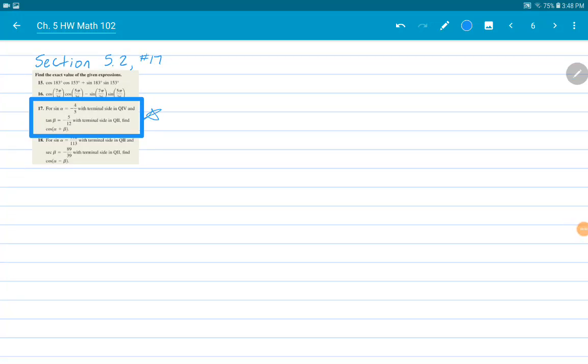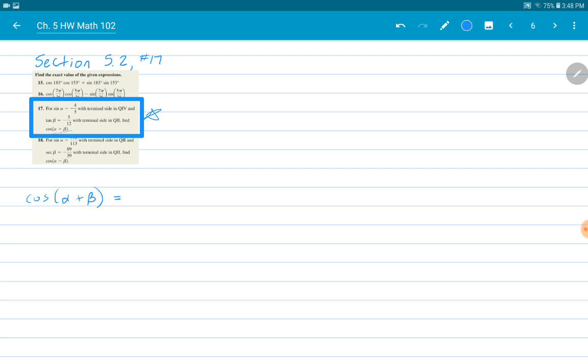Looking at number 17, we need to find the cosine of alpha plus beta. We don't have alpha and beta in the actual angle measure. We just have some hints about that. So let's recall what the formula for cosine alpha plus beta is.